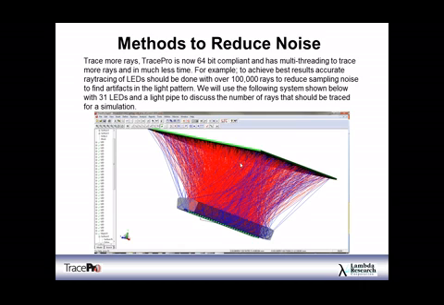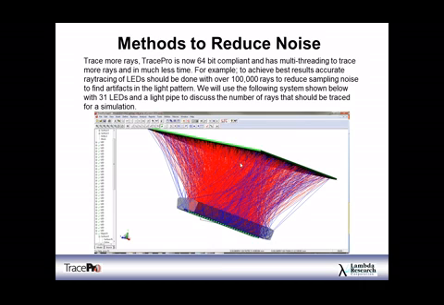Methods to reduce noise. Well, if we trace more rays, which we're now able to do in the 64-bit compliant version of TracePro, and we use multi-threading to trace more rays in much less time, people want to trace more rays. But how many rays should we trace? For example, to achieve best results, accurate ray tracing of LEDs should be done with over 100,000 rays to reduce sampling noise and to find artifacts in a light pattern.